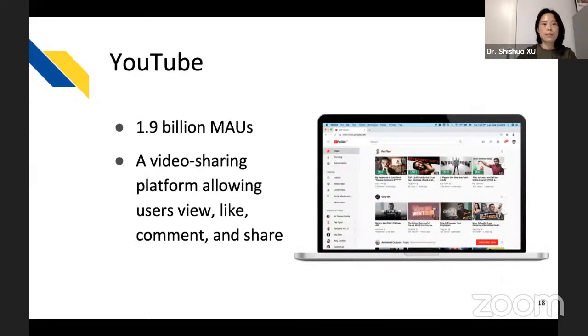YouTube is a video platform where users watch 1 billion videos every day. It allows users to subscribe or just view, like, comment, or share the videos.